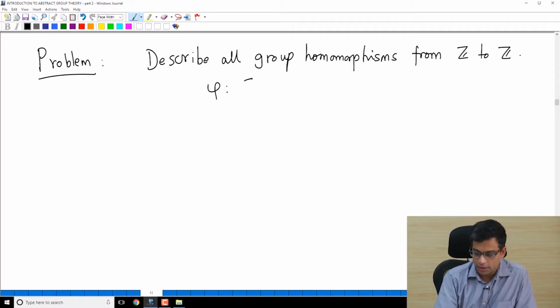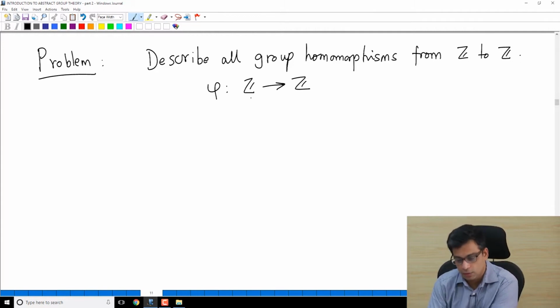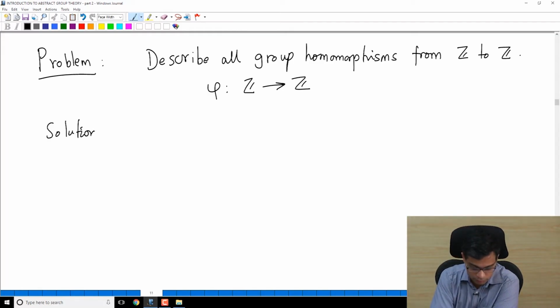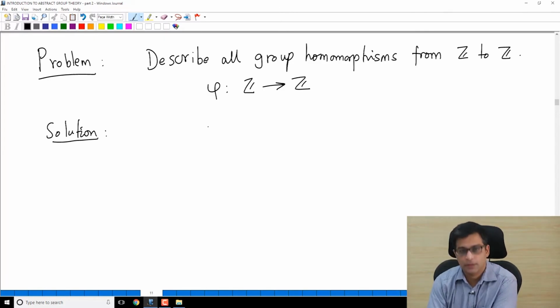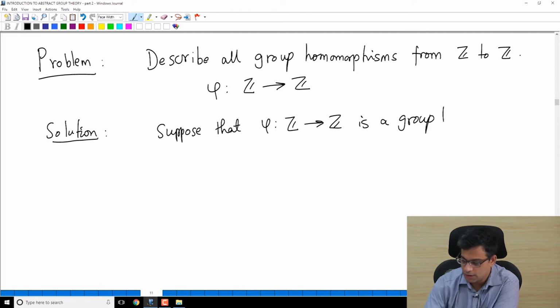So in other words, we are interested in describing group homomorphisms from the group of integers under addition. Remember, always when I write Z, it's always under addition, to itself. So how do you do this? So let's look at what can possibly be a group homomorphism. So suppose that phi is a group homomorphism from the integers to integers.